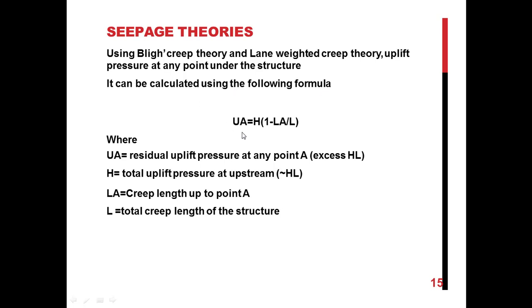The formula is UA is equal to H into 1 minus LA over L, where UA is the residual uplift pressure at any point, for example A, and H is the total uplift pressure at the upstream side, or the total head of water which is causing the flow, and LA is the creep length up to point A. It could be any point, but in this case it is point A, and L is the total creep length of the structure. So according to this formula, we can easily calculate the uplift pressure at any point under the structure.